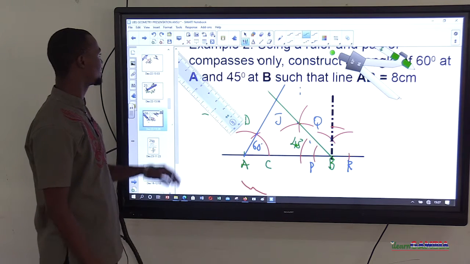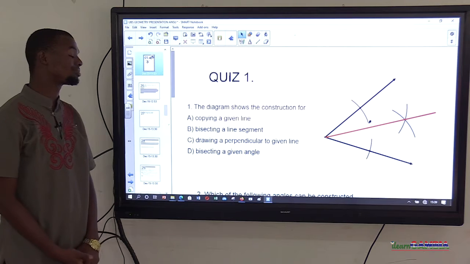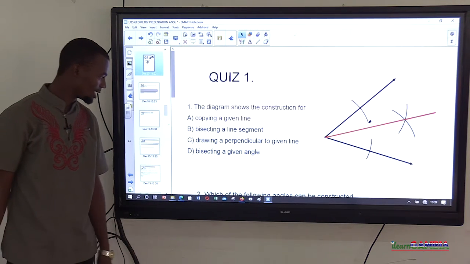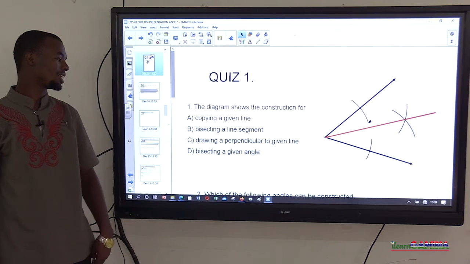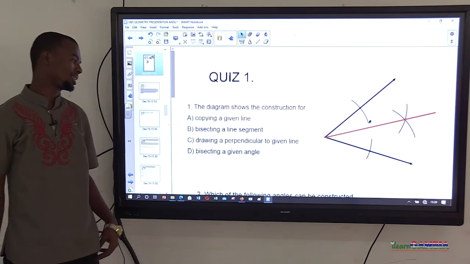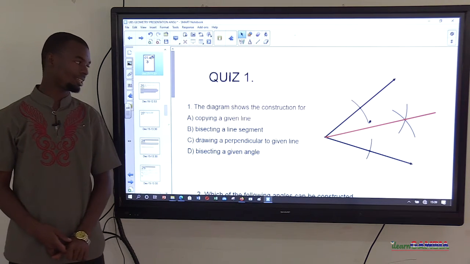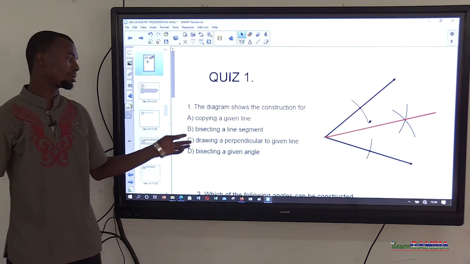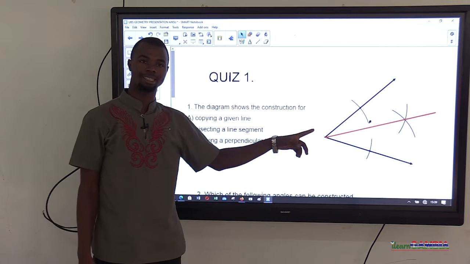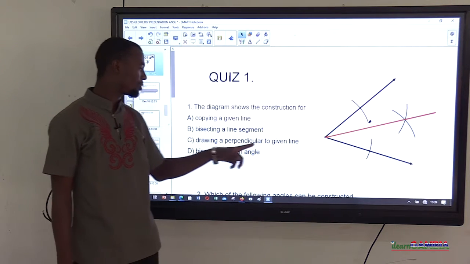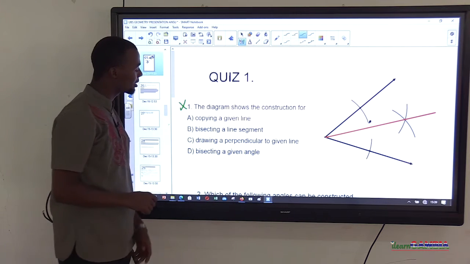So we look at the next slide. The diagram shows the construction for A, copying a given line, B, bisecting a line segment, C, drawing a perpendicular to a given line, and D, bisecting a given angle. A says copying a given line. By looking at the diagram, you can tell we are not copying lines. So this will make A incorrect. A is not right.